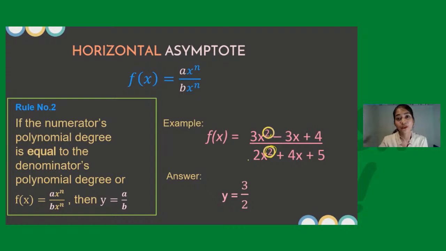So we just have to divide the numerical coefficient of our leading term in the numerator by the numerical coefficient of the leading term of our denominator. So that will be 3 over 2. Okay? So that is rule number 2. Now let's move on to rule number 3.